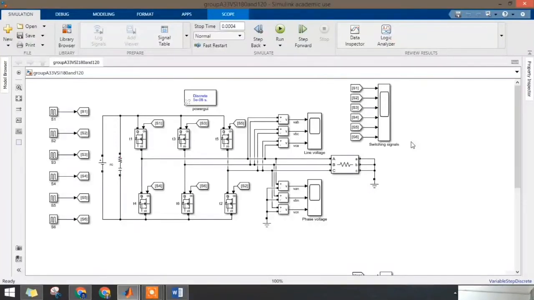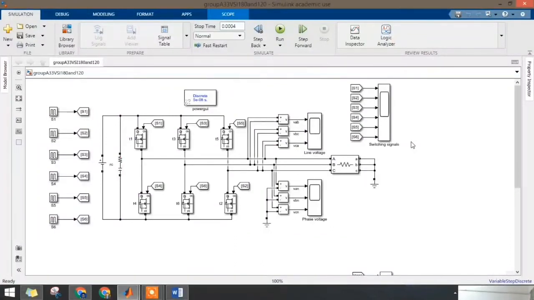As the name suggests, in the 120 degree conduction mode, each switch conducts for 120 degrees, whereas in the 180 degree conduction mode, each switch conducts for 180 degrees. The number of switches that remain on at any given moment is an advantage of 180 degree conduction over 120 degree conduction. It is 3 switches for 180 degree conduction and just 2 switches for 120 degree conduction.